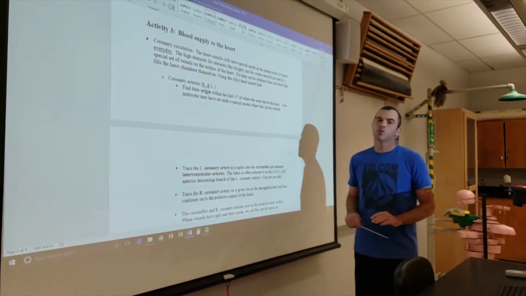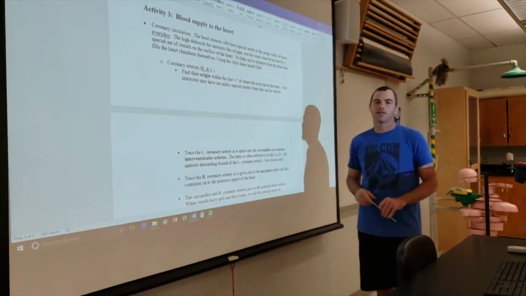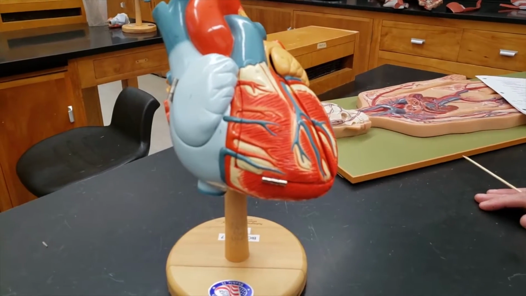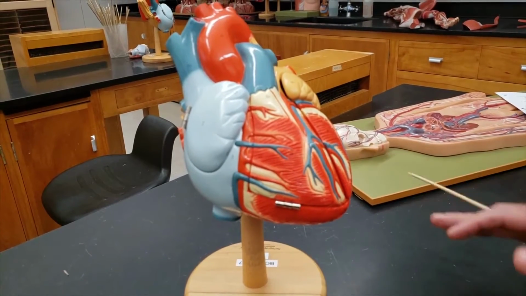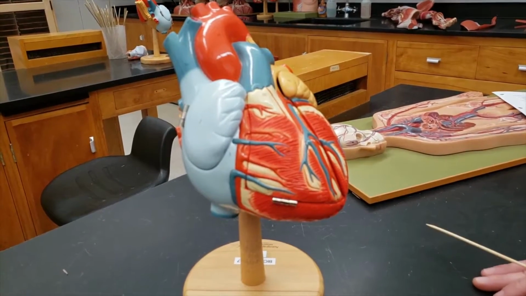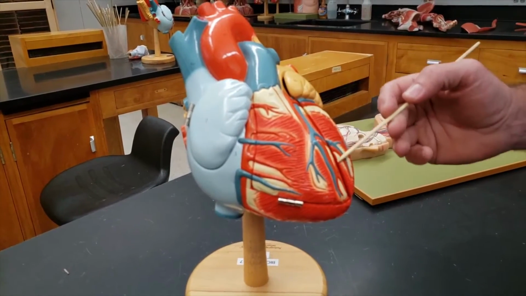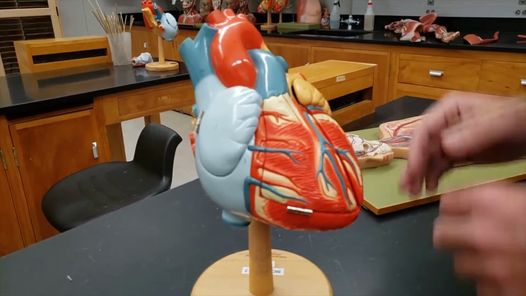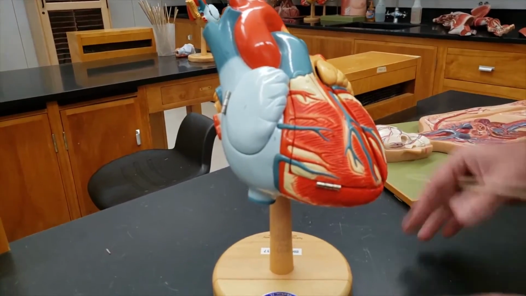All right, for this activity, we're going to look at blood supply to the heart, otherwise known as coronary circulation. All right, so here we are back with our American Heart Association heart model, and what I'm going to point out to you is something called the coronary circulation. These are going to be the arteries and veins that are going to feed blood to the heart cells and take blood away from the heart cells. So let's start on the arterial side.